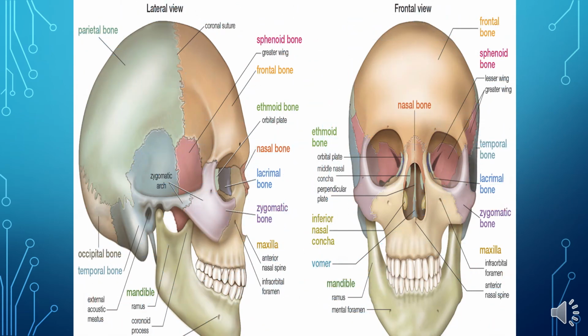This is a diagram that shows a human skull, both lateral view and frontal view. And you can see it has the frontal bone, the dorsal bone, we have the maxilla, we have the occipital bone, we have the mandible, and the parietal bone.